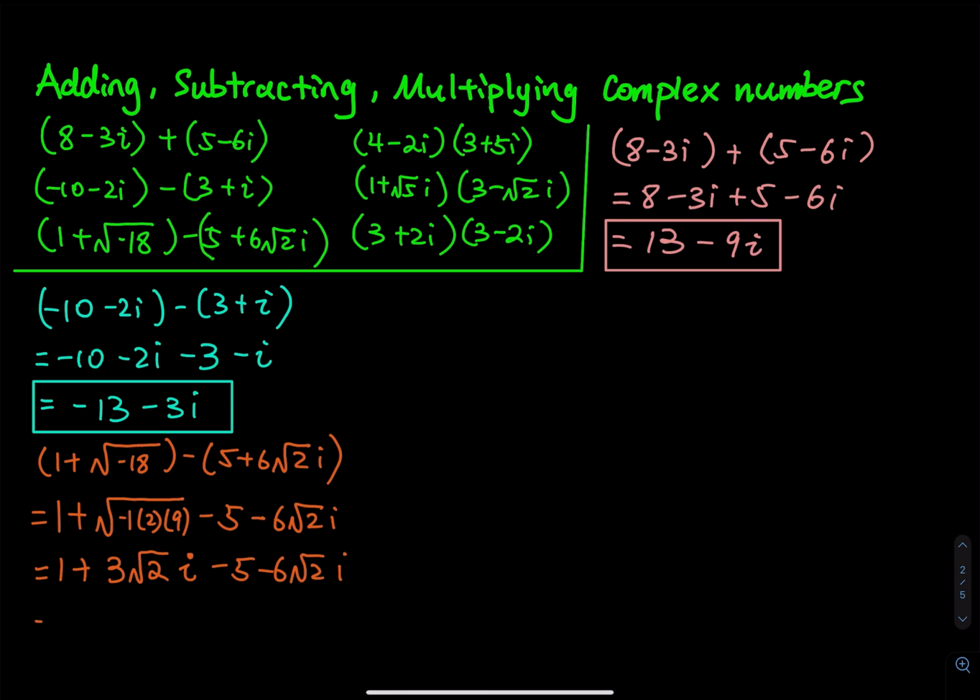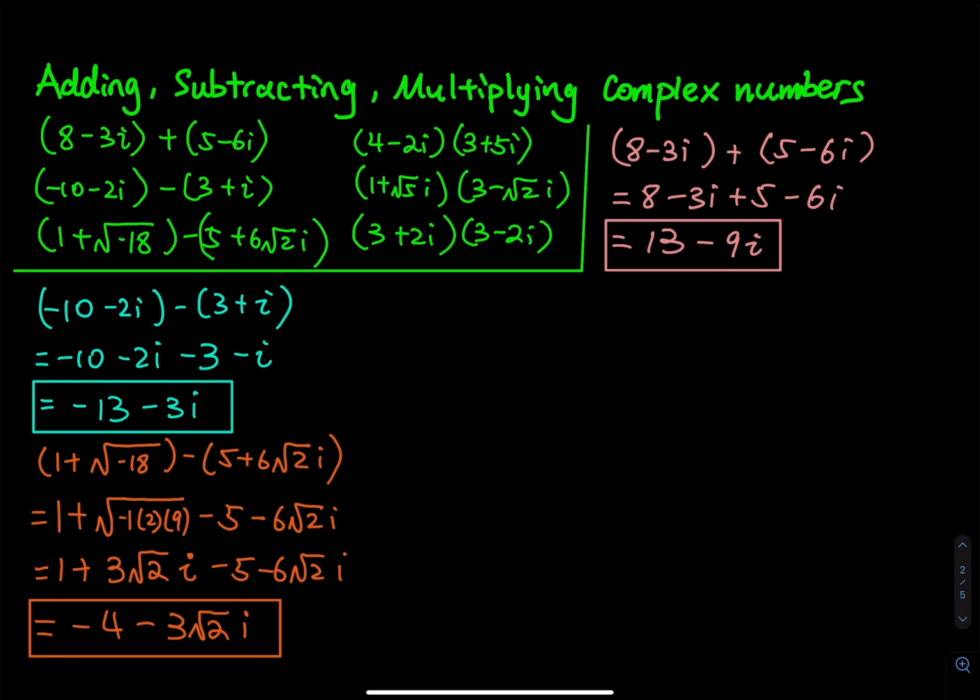1 minus 5 is equal to negative 4. And then you have 3 copies of root 2, minus 6 copies of root 2. Then you have minus 3 copies of root 2. And then don't forget the i. That is the answer to the third problem.